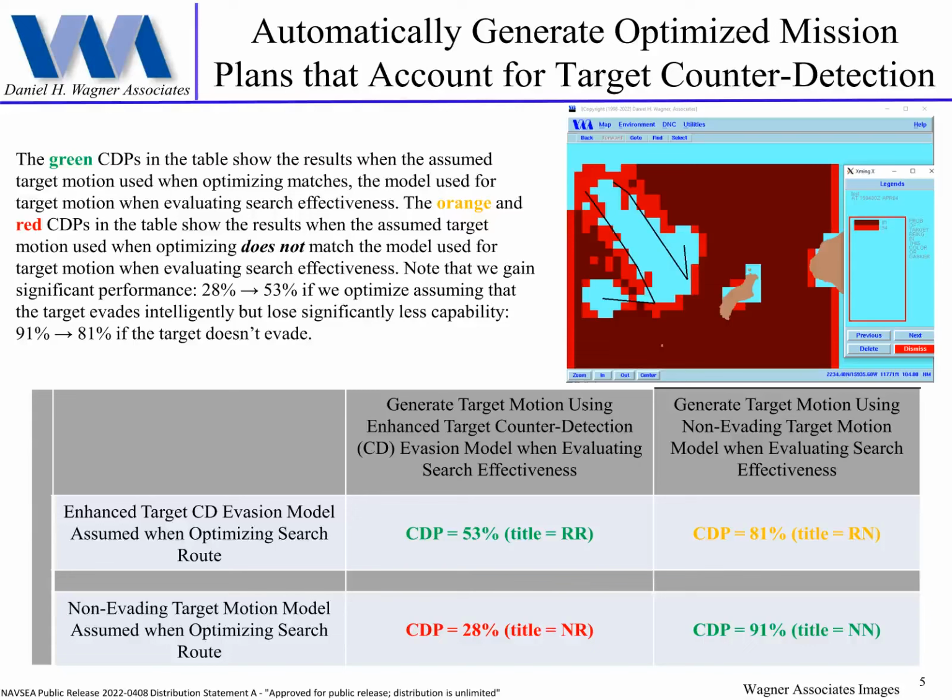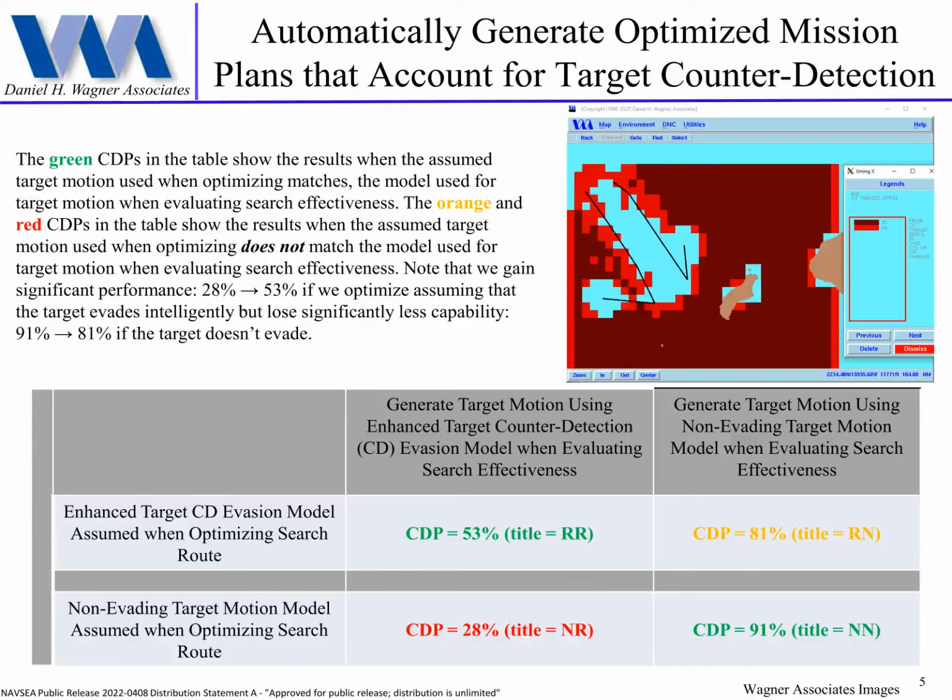This slide shows how ACDRM can generate optimized mission plans that account for target counter detection, and basically the value of those plans, how much you can increase performance if you use this approach rather than the current approach of assuming that the target doesn't react to your search. So the key points of this are in the table where we look at 4 cumulative detection probability values.